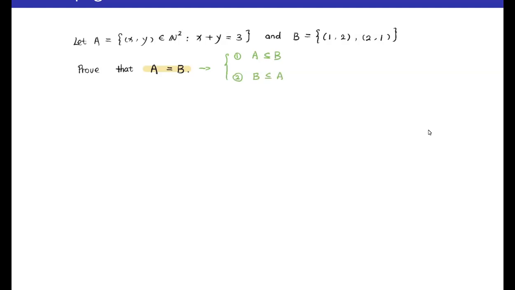To show a set is a subset of another set, you need to show that if you pick any arbitrary element x in A, this is going to imply that x is also in B. If you can show this, then that means A is a subset of B.